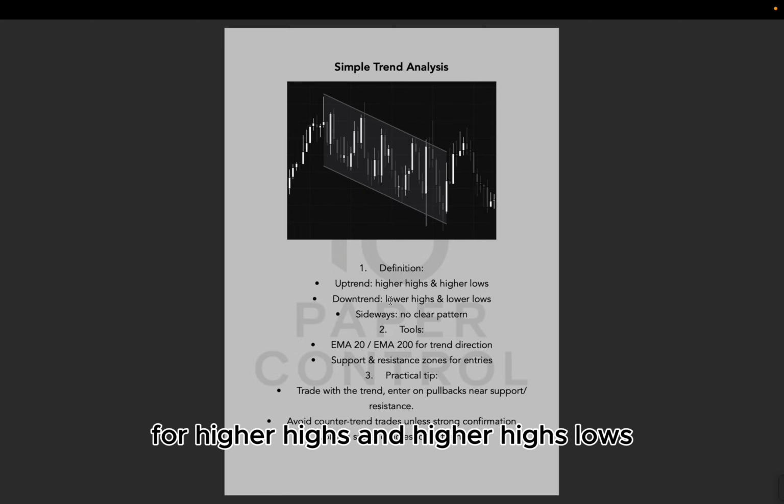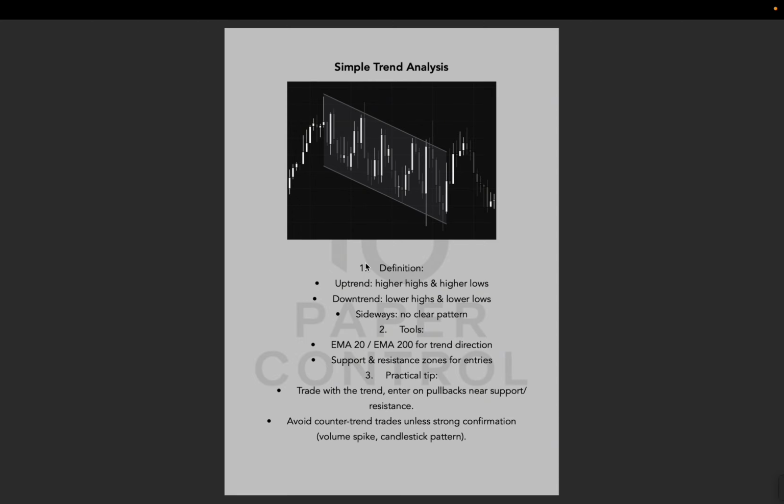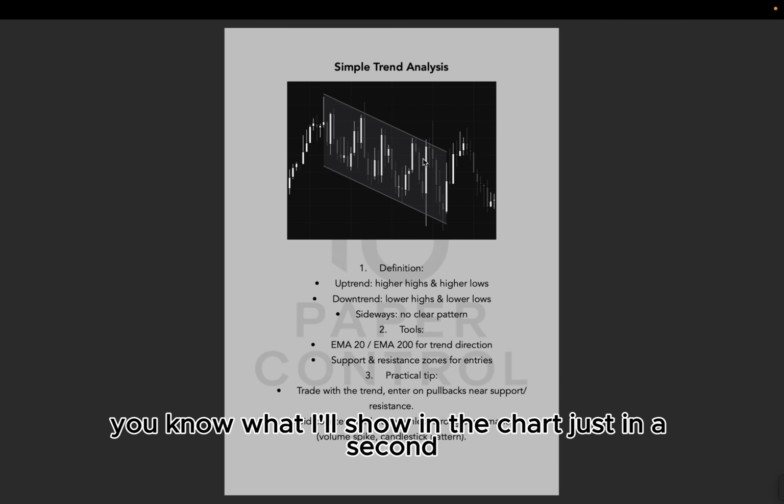For higher highs and higher lows, it's basically like, let's say here you have a high. It goes in the other direction usually, but I'll show it on the chart in a second.